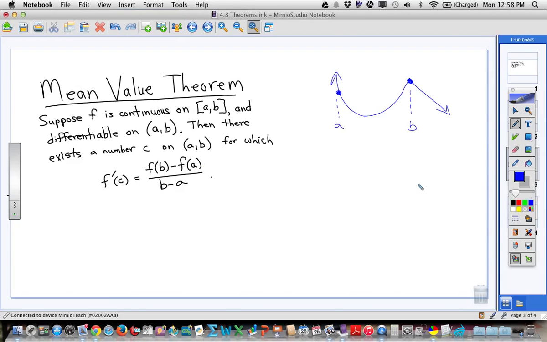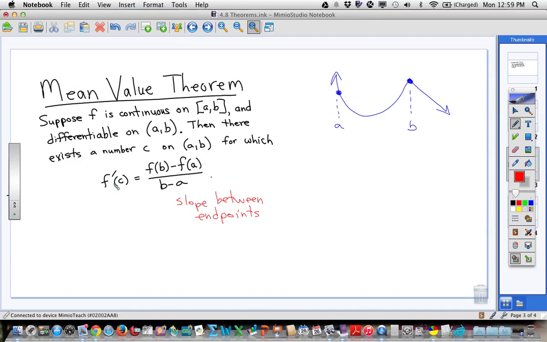Now, what does this say? What's this side? Slope between 2 points, and specifically the 2 endpoints, A and B. So this side of the equation, and it might be worth jotting down here, this is the slope between the endpoints. Now, another name for that is average rate of change. That's where this gets its name. Sometimes this is called the mean value theorem for derivatives, or the average value theorem for derivatives. Okay? Because that's called average rate of change.